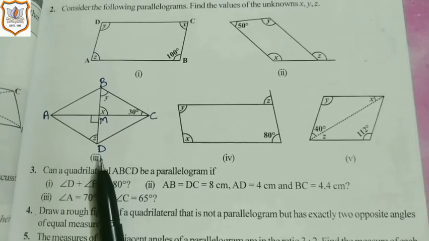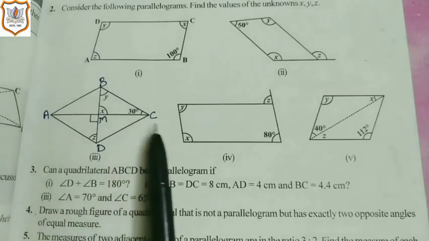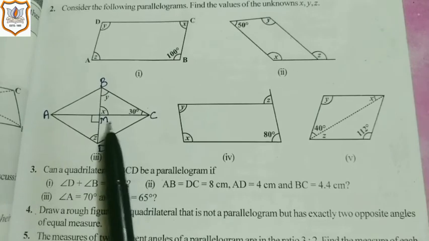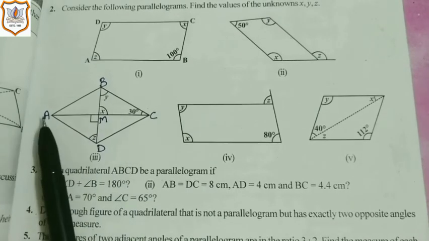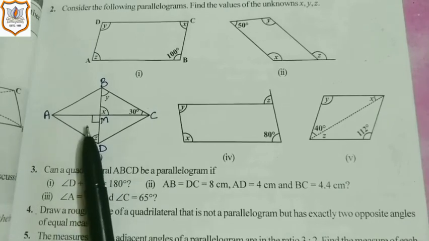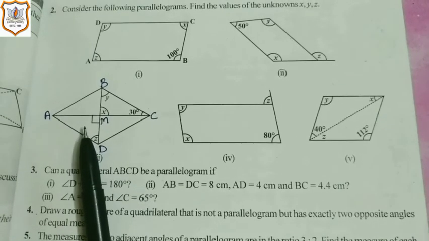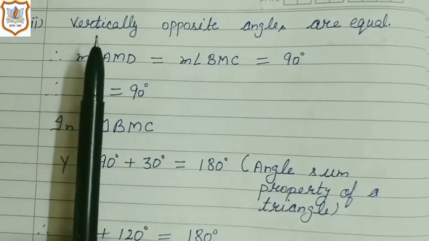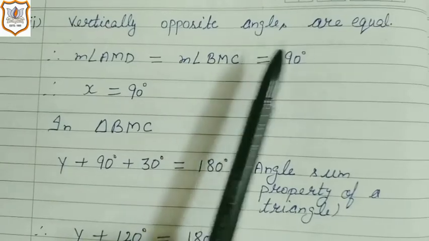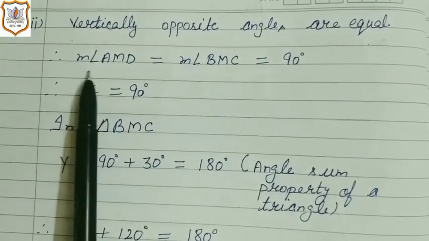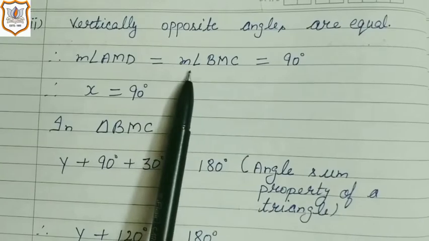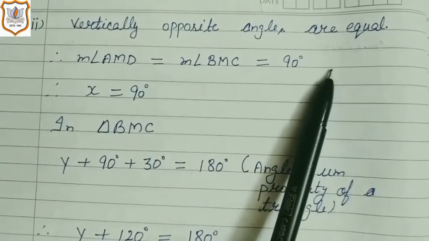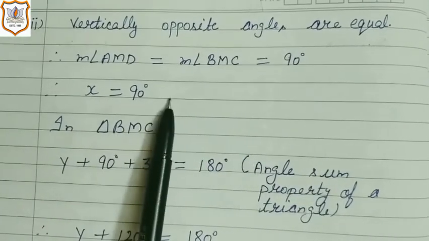First, we will give the name of this figure ABCD, and diagonals bisect each other at point M. Angle AMD is 90 degrees. Clear? Look at the solution. Students, as you know that vertically opposite angles are equal. So measure angle AMD is equal to measure angle BMC is equal to 90 degrees given in the question. So x is equal to 90 degrees.